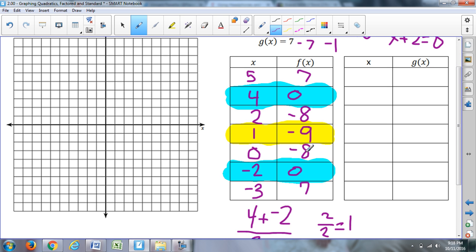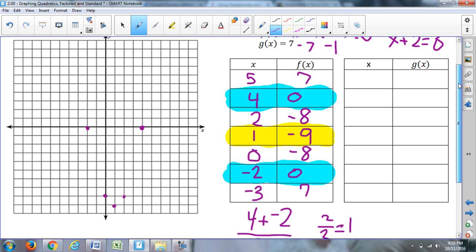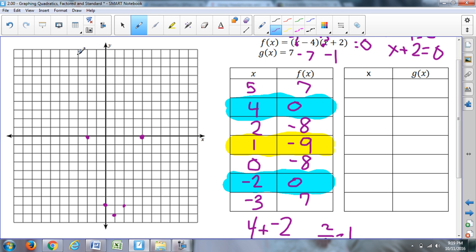All right, from here, you're just plotting points to get the parabola. So I have 0, negative 8, 1, negative 9. All right, we have negative 2, 0. We have 4, 0. All right, we're still missing this one on this side, so we have 2, negative 8. We have negative 3, positive 7. So 10, 9, 8, 7. The same height, but at 5.